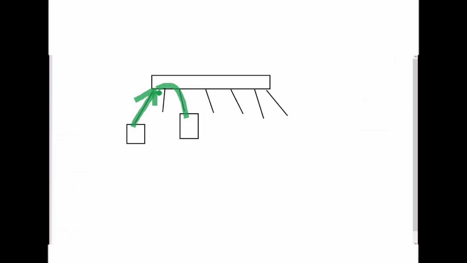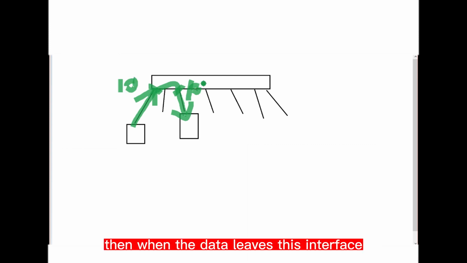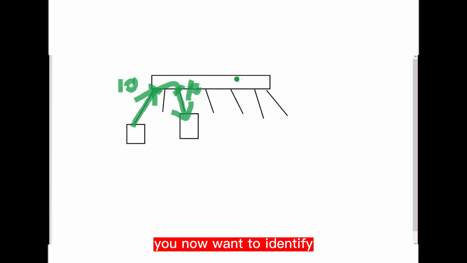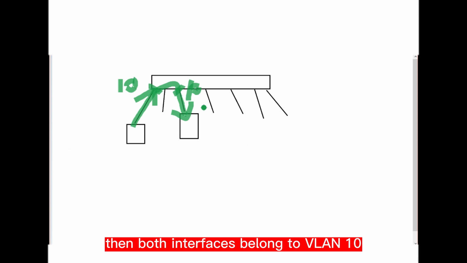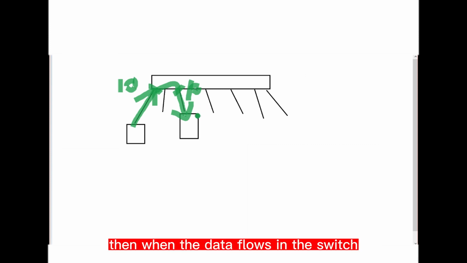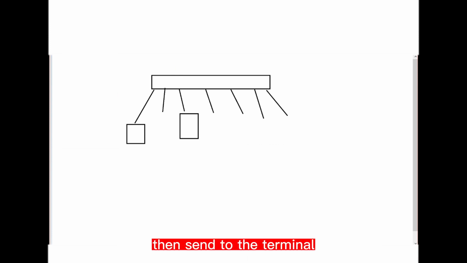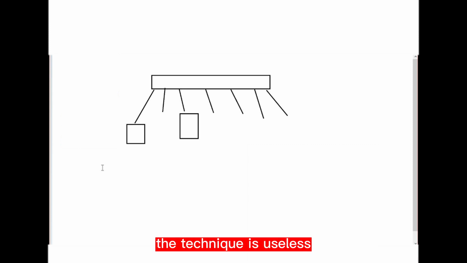So what we should do is tag the data when it comes in. For example, type a tag 10. In the future, this interface will also be tag 10. When data is sent and leaves this interface, remove this tag 10. Equivalent to, you now want to identify whether the two of them are in the same VLAN. Then both interfaces belong to VLAN 10. Tag when you come in, then when the data flows in the switch, it carries the tag. Remove the tag when you come out, then send to the terminal, so that they can be dealt with accordingly. It is reasonable to be able to do this technology. Otherwise, the technique is useless.